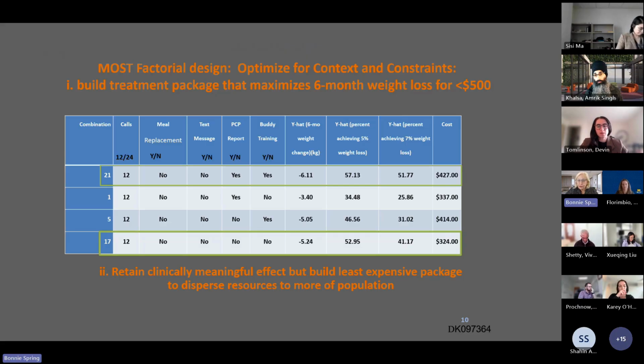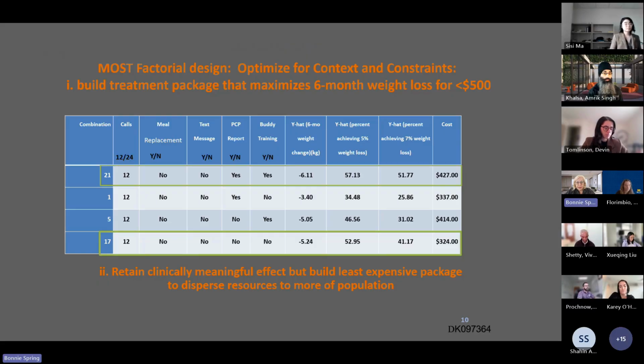We used the buddy training. We used the PCP report, and we got that really lovely result of half of the sample achieving a clinically meaningful 7% weight loss. But there's another approach that we could consider, which is this bottom one.